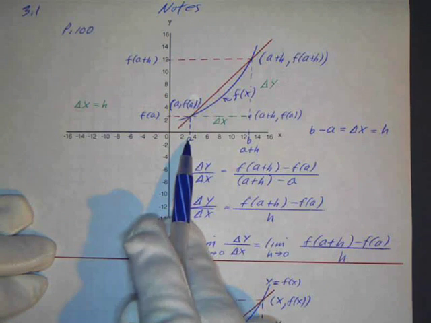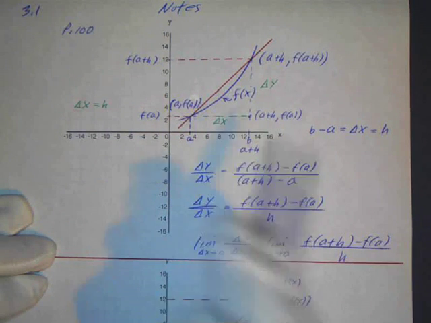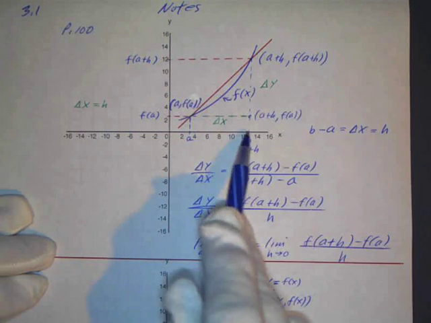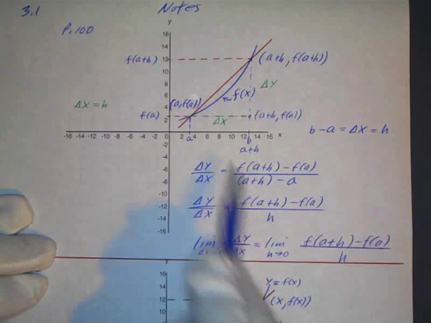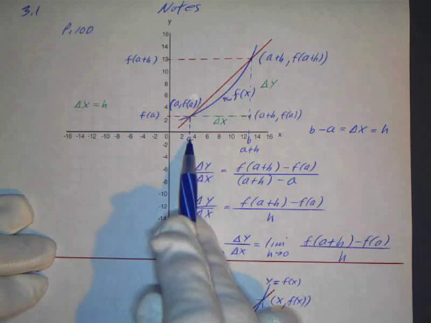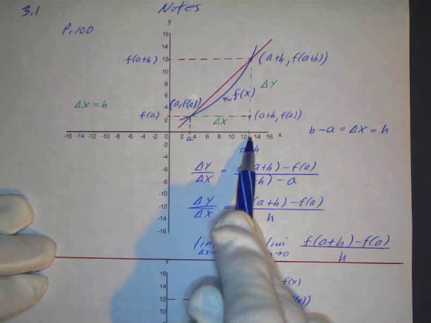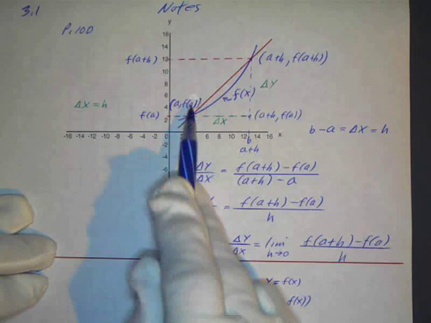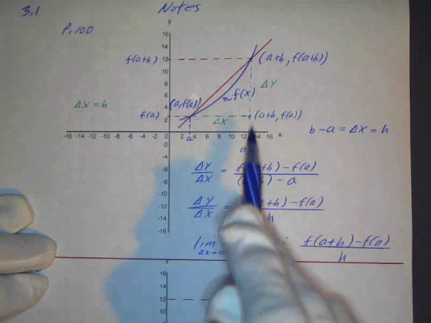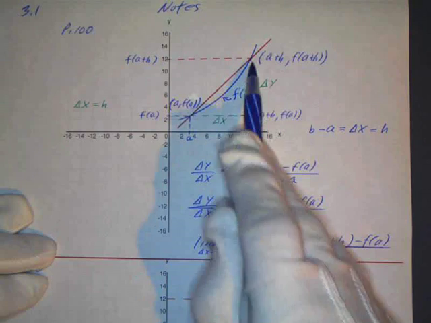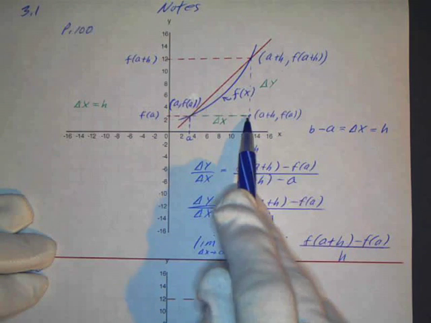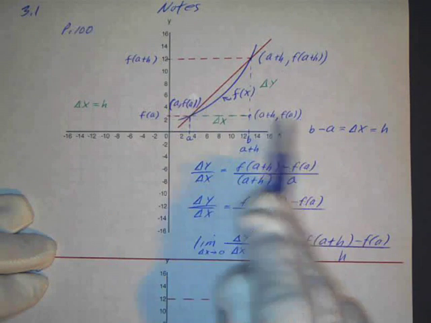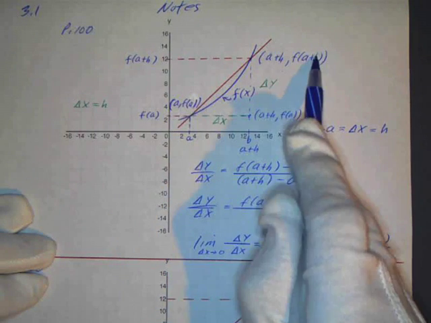If I have a point A and a point B, and I can call B a plus h, where the change in x between a and b, or delta x as we call it, is h, then this distance is h. This point is a plus h. We can label these points on the graph. So this is a, and this is f of a. The function gives us the vertical position. And this is the point a plus h, and it has the height of f of a plus h.